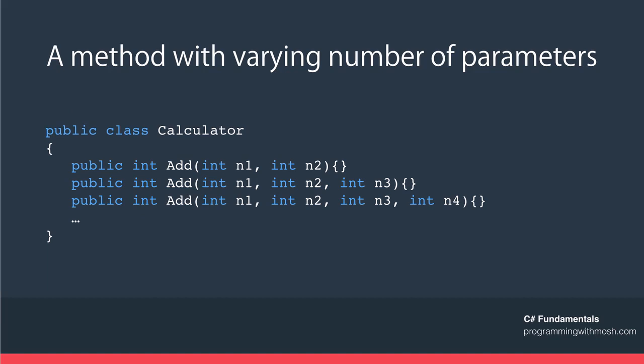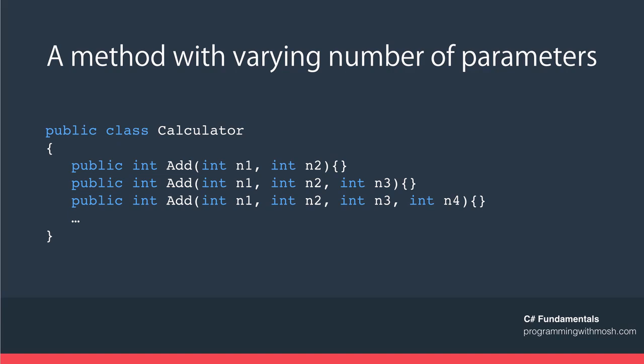Okay, now that you understand the concept of method overloading, take a look at this calculator class here. This class has at least three overloads for the add method. The first one takes two parameters, the second one takes three parameters, and the third one takes four. But as you see, this is not an efficient way to overload the add method. What if you wanted to add 10 numbers together? Then we would have to overload the add method 10 times. And that's a code smell. Is there a better way to achieve this?